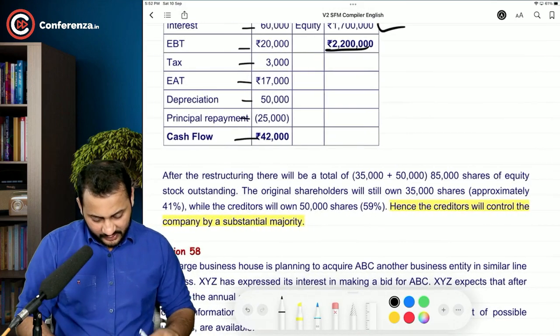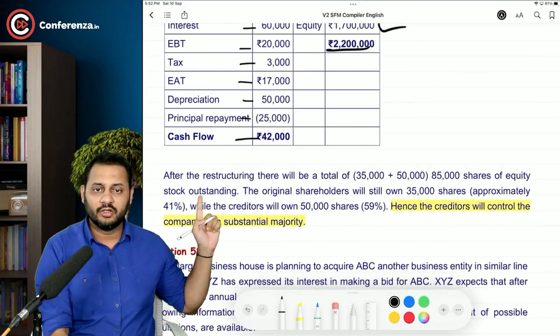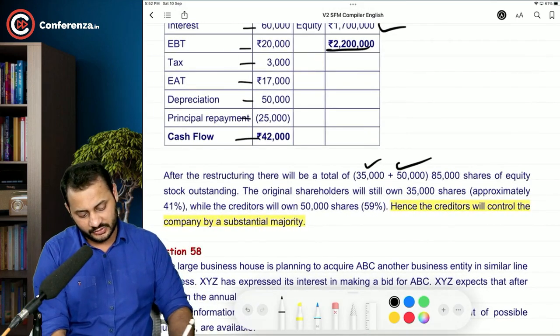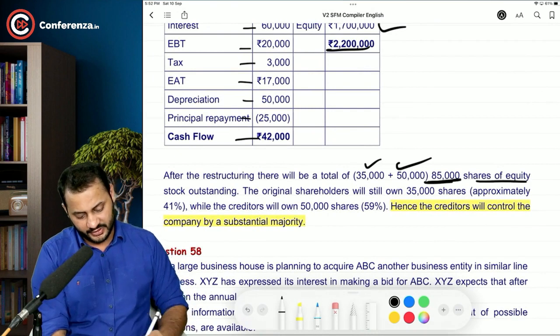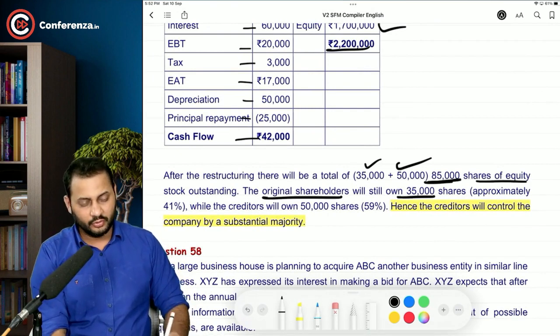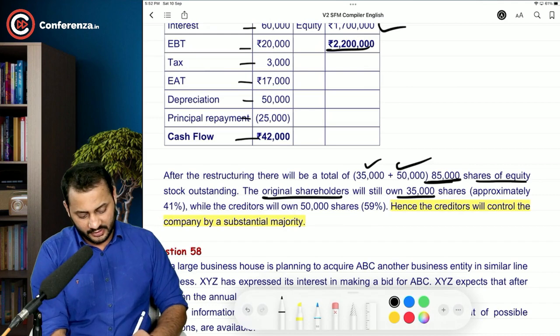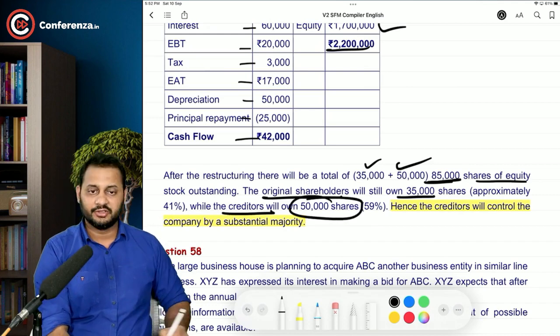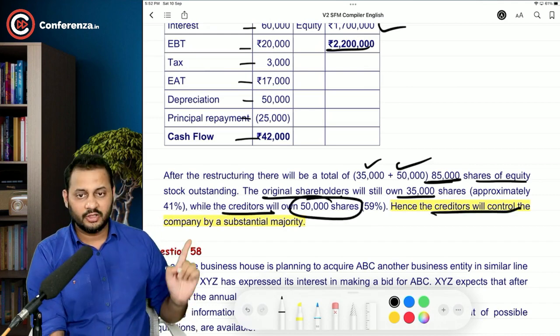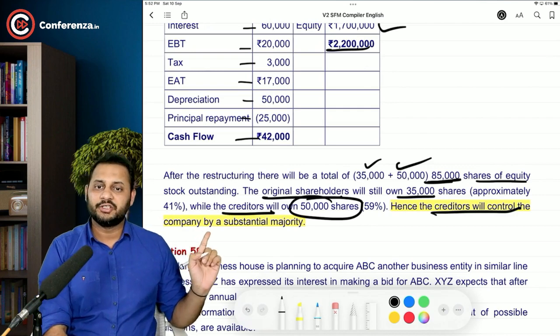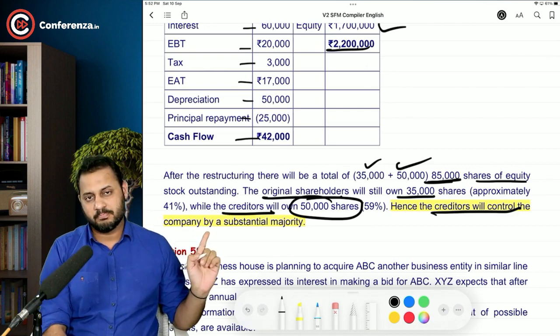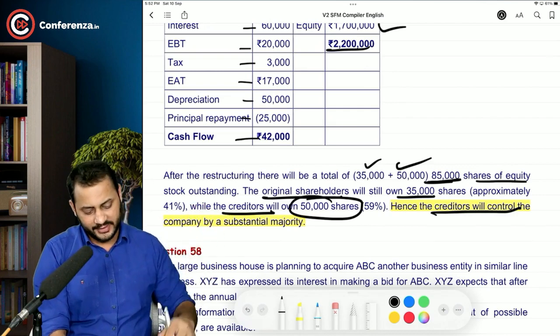That's it. After the restructuring, there will be a total of 35,000 plus 50,000, that is 85,000 shares of equity. Original shareholders will still own 35,000, while the creditors will own 50,000 shares. Hence, the creditors will control the majority of the company. Quite easy.